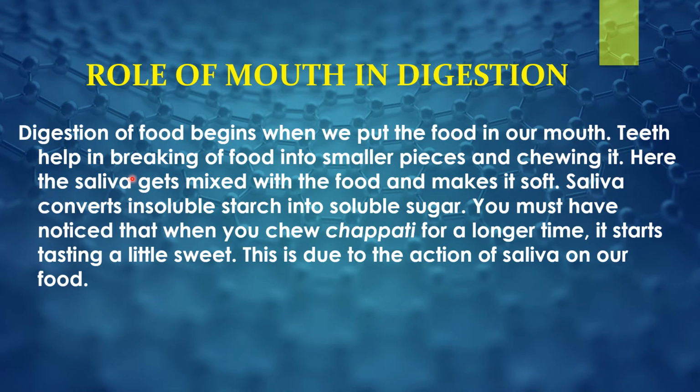Students, let us understand the role of mouth in digestion. Digestion of food begins when we put the food in our mouth. Teeth help in breaking of food into smaller pieces and chewing it. Here, the saliva gets mixed with the food and makes it soft.